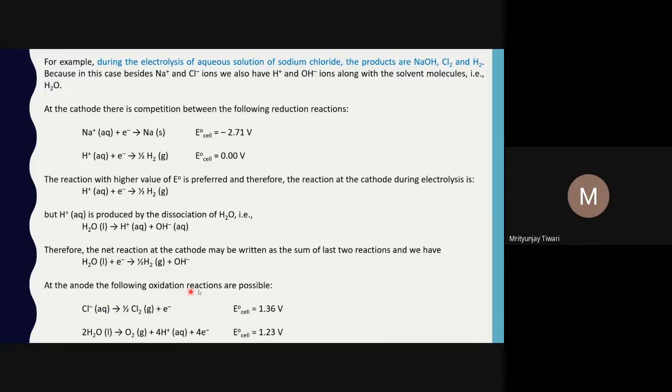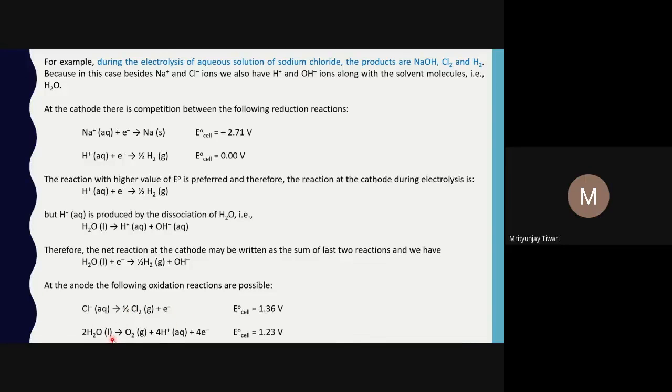Now at the anode, if you look at the possible reactions, the chloride ion will be moving towards the anode, and similarly the water molecule will also reach there. Water molecule means ultimately OH- ion. Basically, OH- ion is moving to the anode, but that OH- ion, similar to this reaction, is also coming from water. So we have just considered water here. Cl- will lose 1 electron, and half a molecule of Cl2 gas will be produced. So one can consider 2 Cl- gives Cl2 plus 2 electrons.